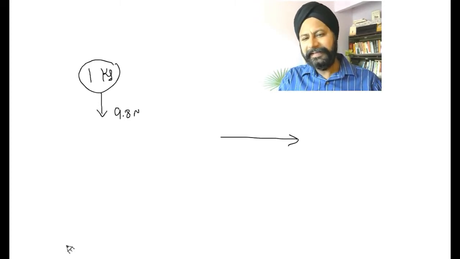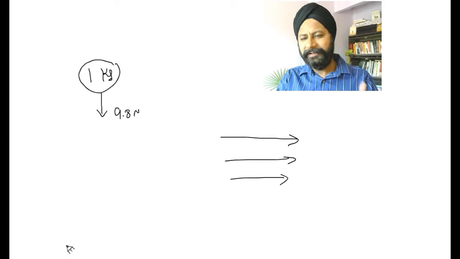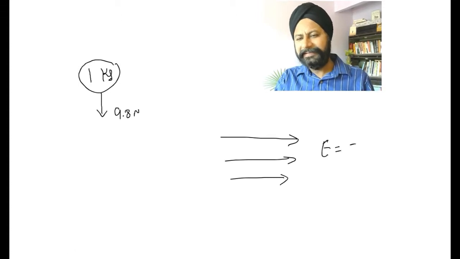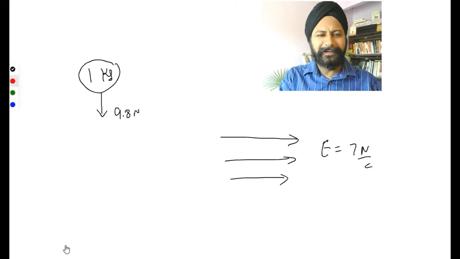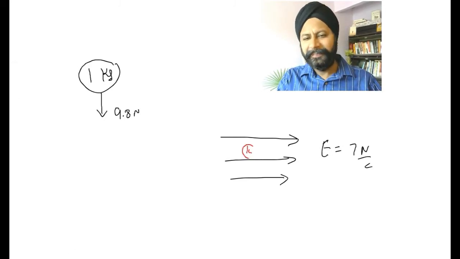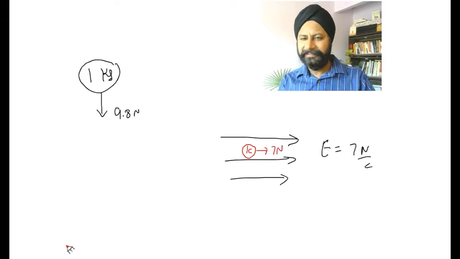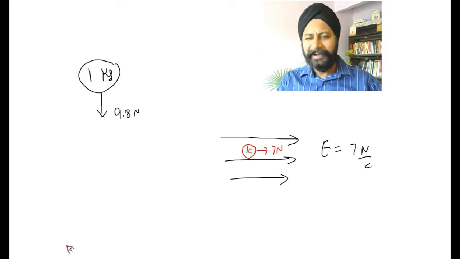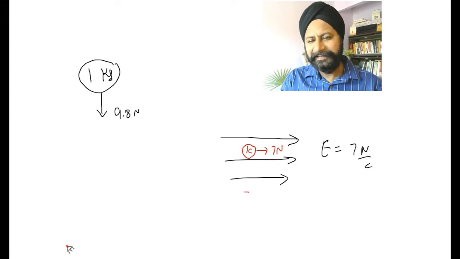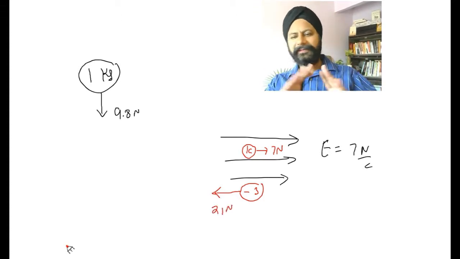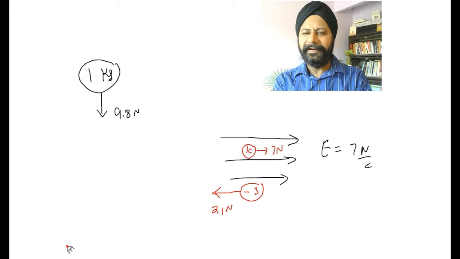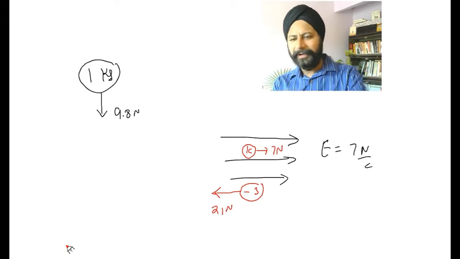Similarly, let's say there's an electric field here, and let's say electric field is something like 7 newtons per coulomb. What does that mean? If I place 1 coulomb of charge here, that 1 coulomb of charge is going to experience a force of 7 newtons. If I place 2 coulombs, then 14 newtons. If I place -3 coulombs here, then the -3 coulombs will experience a force of 21 newtons in the opposite direction. That is all. This is all about electric field in a nutshell. So compare chota g to this.